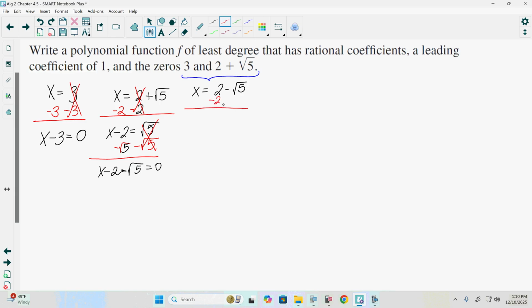And lastly, we're going to do the exact same thing on this one here. We would subtract 2, telling us x minus 2 is equal to negative square root of 5. Then we would add the square root of 5 to both sides, telling us that x minus 2 plus the square root of 5 is our other factored form. So the three factored forms, our three main factors, are x minus 3, x minus 2 minus the square root of 5, and x minus 2 plus the square root of 5.